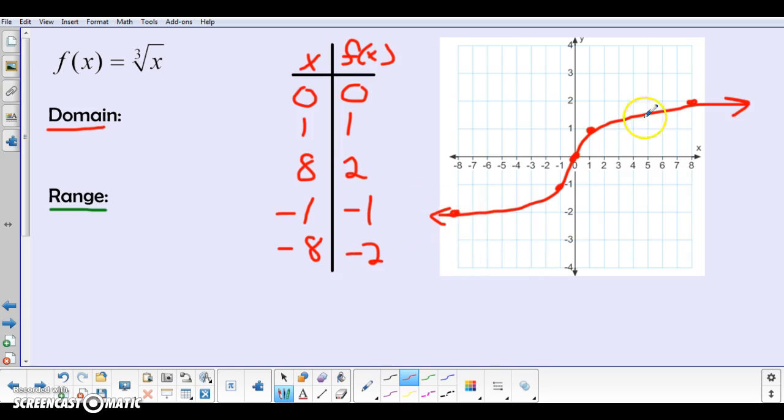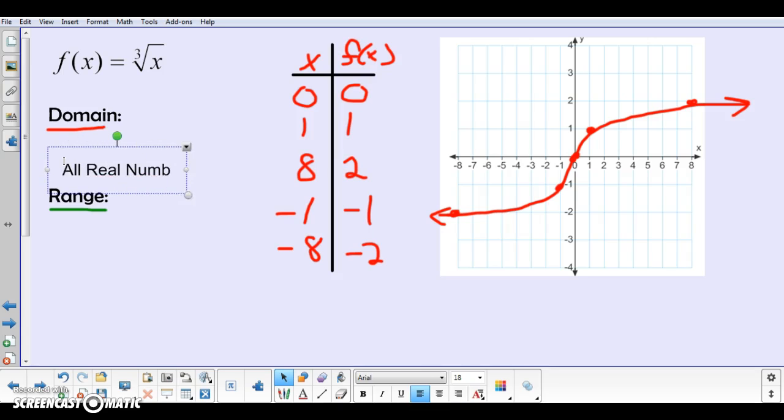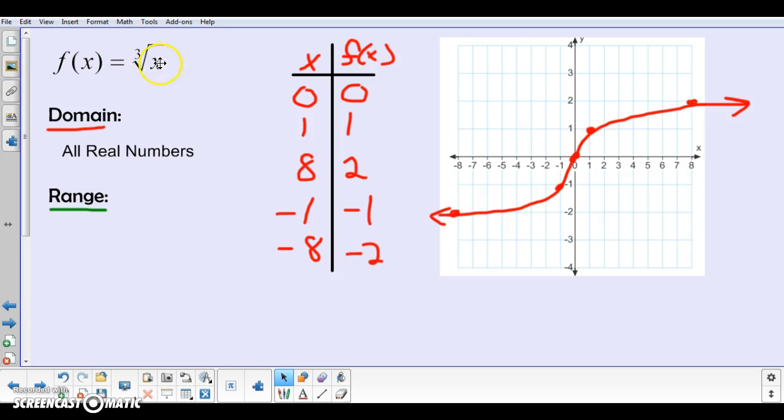Now because I have the arrows at both ends, because I'm able to take any positive number and 0 and any negative number and plug it in, I would say that the domain of this function would be all real numbers. I can plug in anything I possibly want into this odd root function.